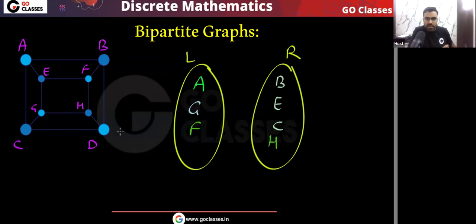Okay. Next, where to put this vertex D? You can see this vertex D I cannot put here because H comma D, these are adjacent. So let me put this vertex D here. Now so far everything is fine. Now you can see all the vertices we have put.